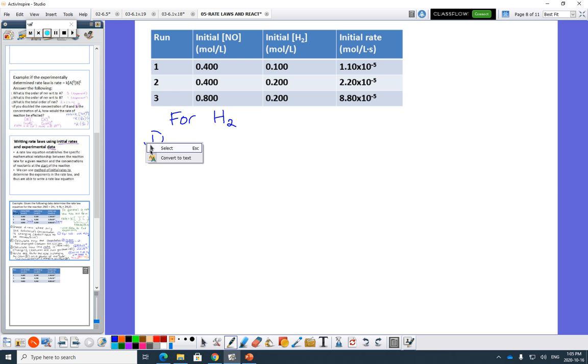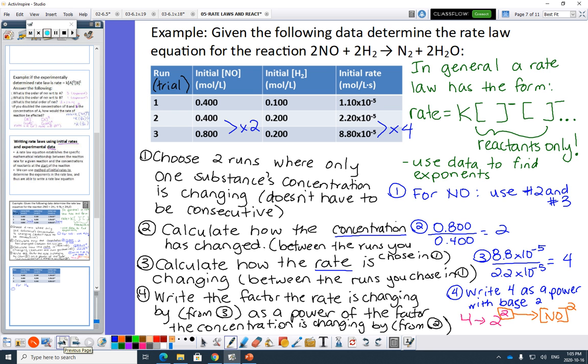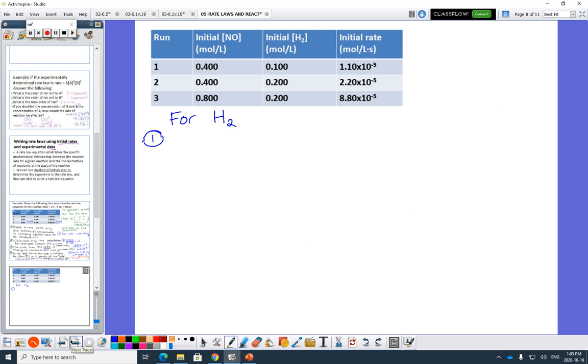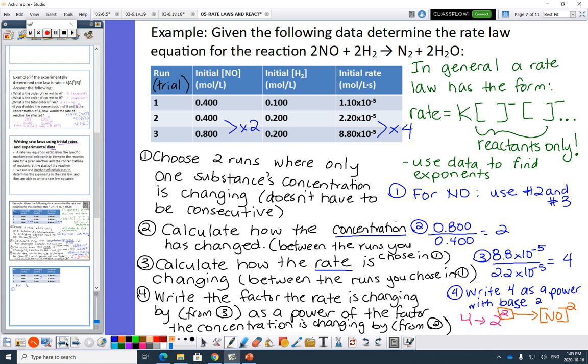So first, I have to choose 2 runs where only the H2 substance is changing. So between 1 and 2, this NO stays the same, but this H2 changes right here. Let me just see how I wrote it over here.